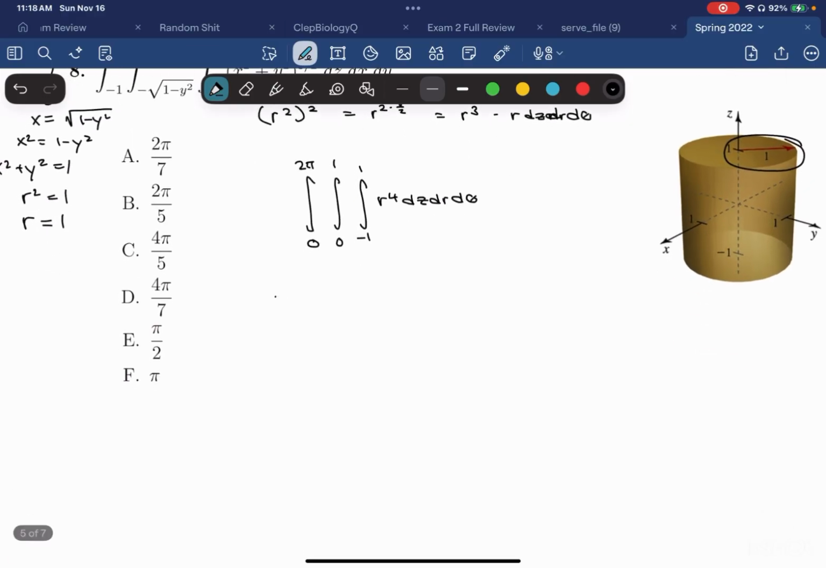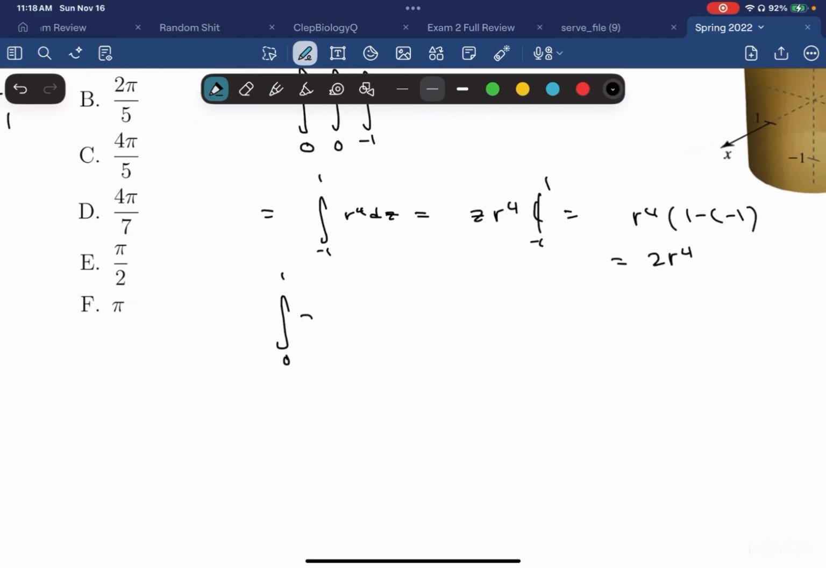So if you evaluate this from -1 to 1, you get r to the 4th dz, which gets you z times r to the 4th from -1 to 1, which becomes r to the 4th times (1 minus -1), which is simply 2 times r to the 4th. If you evaluate that from 0 to 1, 2 times r to the 4th dr, you get r to the 5th from 0 to 1, which is simply 2 over 5.